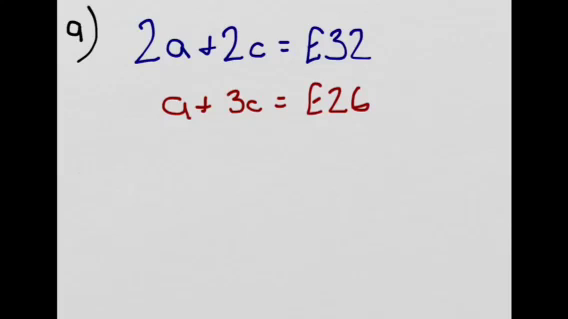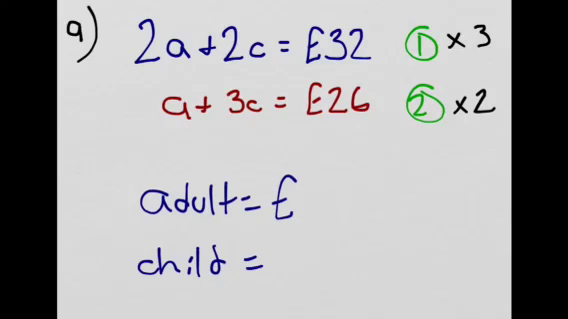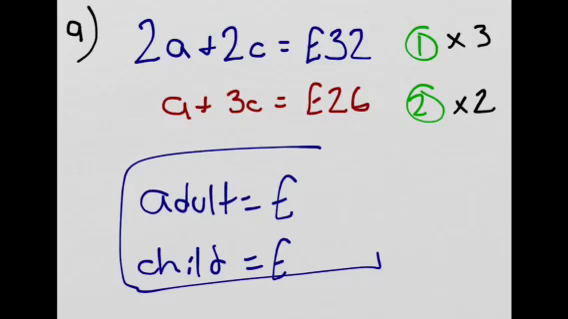Similar to question 6, I have to name my equations 1 and 2. I'm then looking for the lowest common multiple between 2 and 3 again, to cancel out the C, so I can solve for A first. So again, I'll multiply to get 6C, by multiplying equation 1 by 3 and equation 2 by 2. Now your answer in context here. Once you solve your simultaneous equations, remember to give your answer as adult equals how many pounds, and child is equal to how many pounds. Remember to leave your answer in context, please.